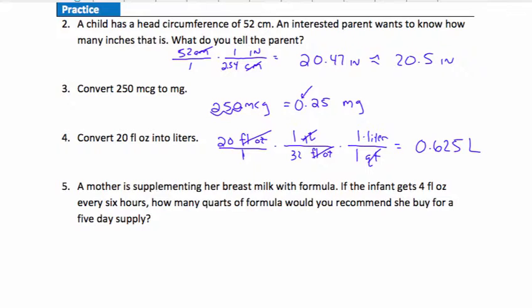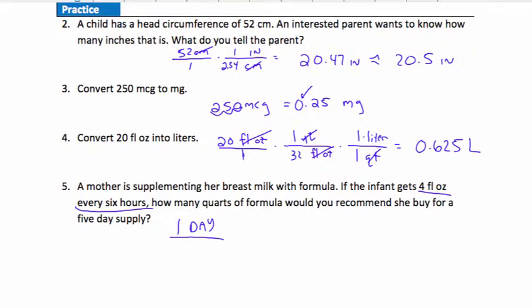Practice question 5. A mother is supplementing her breast milk with formula. If the infant gets 4 fluid ounces every 6 hours, how many quarts of formula would you recommend she buy for a 5-day supply? Okay, again, a lot of information going on here. 4 fluid ounces every 6 hours. Let's figure out what's going to go on in 1 day here. So let's see, 4 fluid ounces every 6 hours.